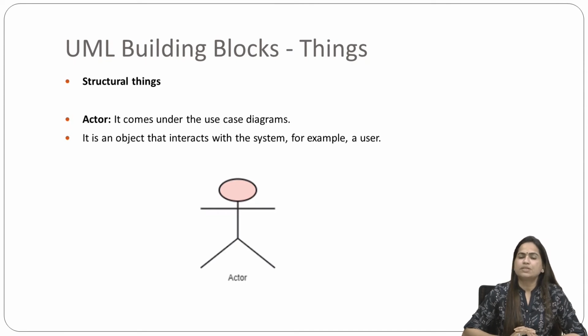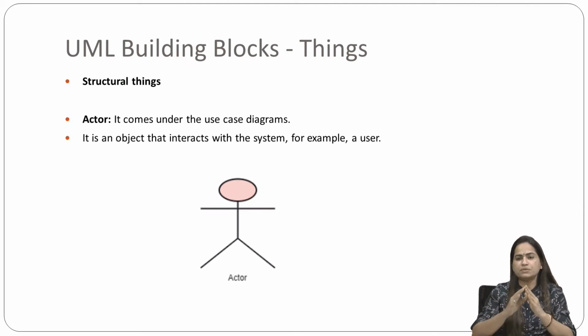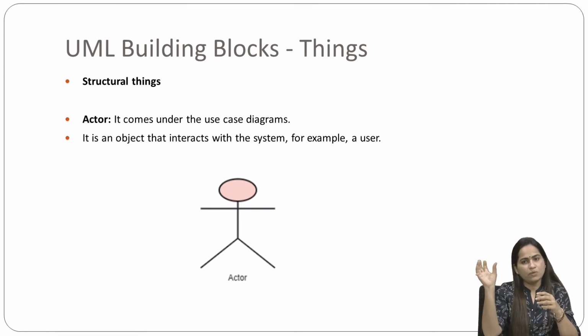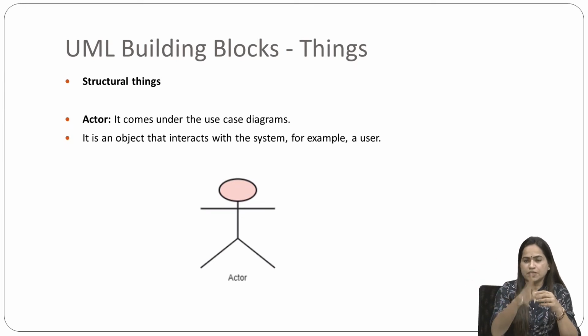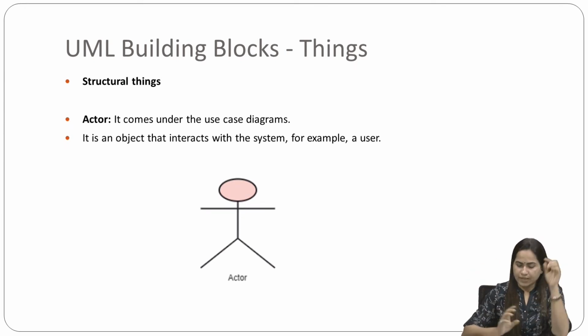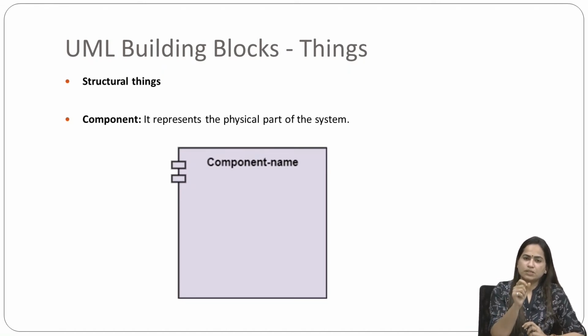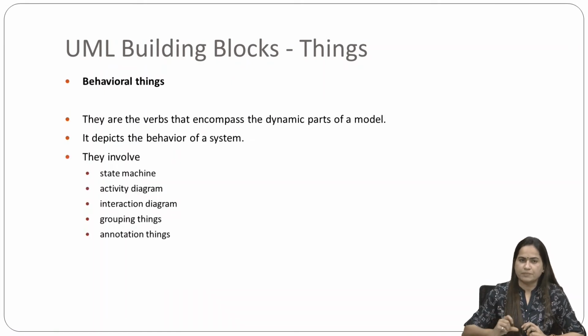It comes under the use case diagrams. It is an object that interacts with the system, for example, a user. Actor means who is interacting with the system. It may be a user or it may be another system also. It can also work as an actor. The symbol for representing it is like this. Then after we have component. It represents the physical part of the system. Its symbol is like this, a square with two other squares and the name of the component.